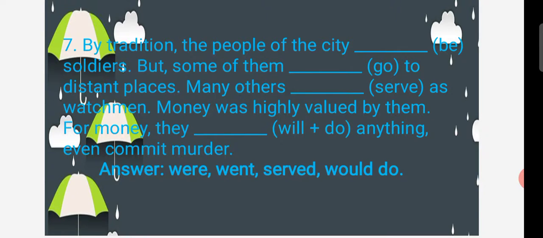Many others serve, past tense is served, as watchmen. Money was highly valued by them. For money they will, past tense would. So would do. When would comes, this is in the future tense, so you can't use the past form of the verb here. Do, future tense is do only. So they would do anything, even commit murder.